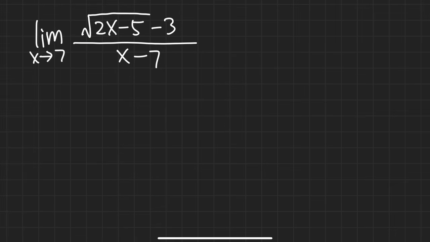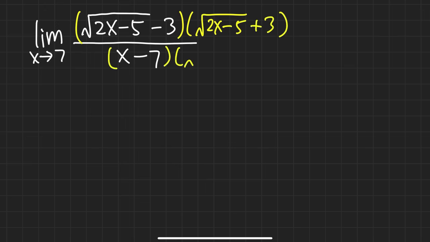Okay, let's do one more. Here, we have a square root case. Are we going to get 0 over 0? You bet. Because otherwise, there's no practice, there's no challenge, right? Anyways, what do we do with the square root case? The conjugate, yes. So multiply the top by square root of 2x minus 5, but here it's a plus 3. And do the same thing on the bottom as well.